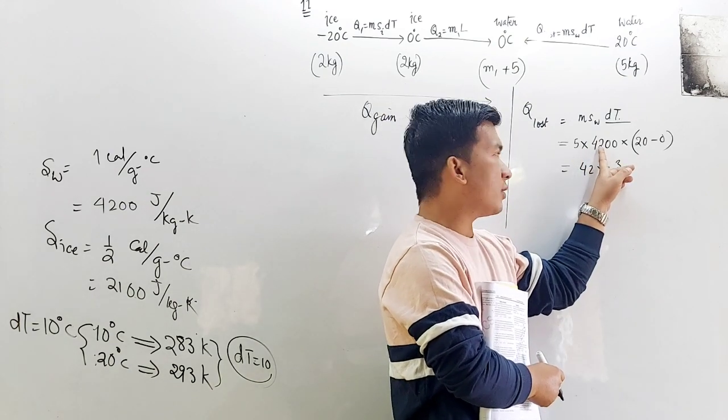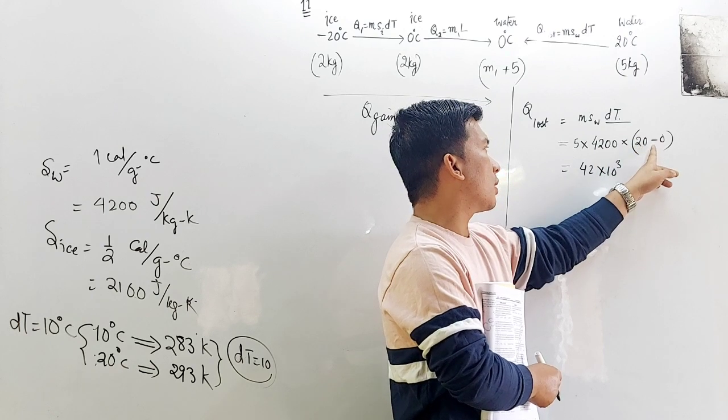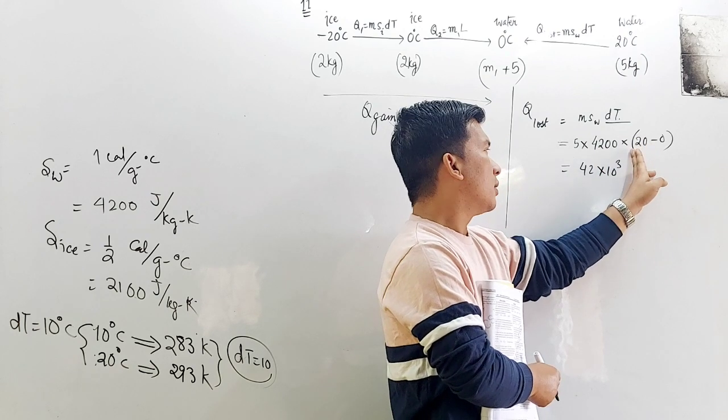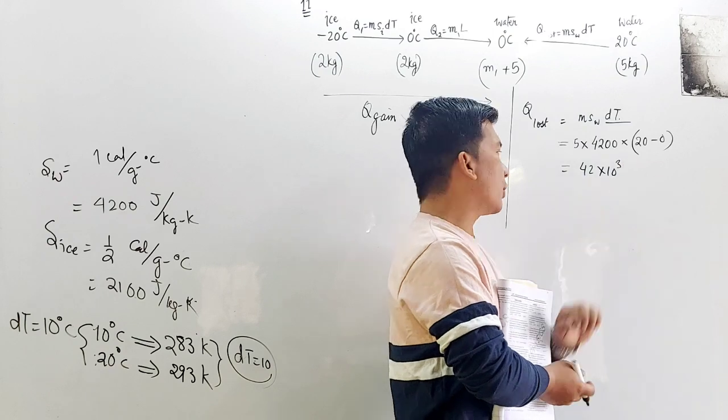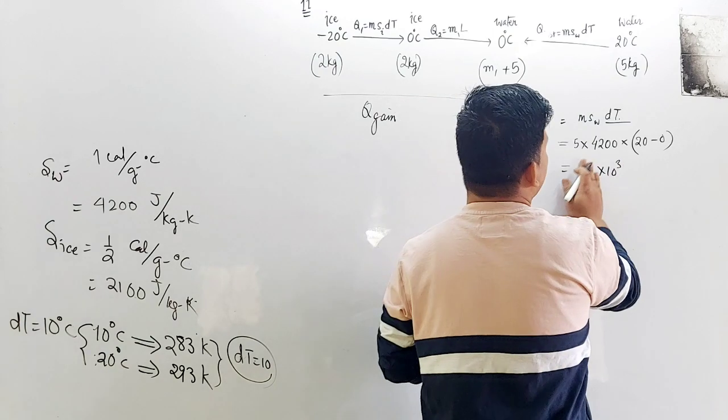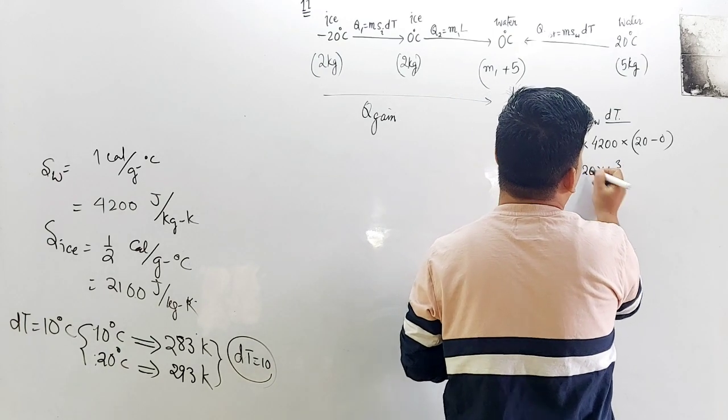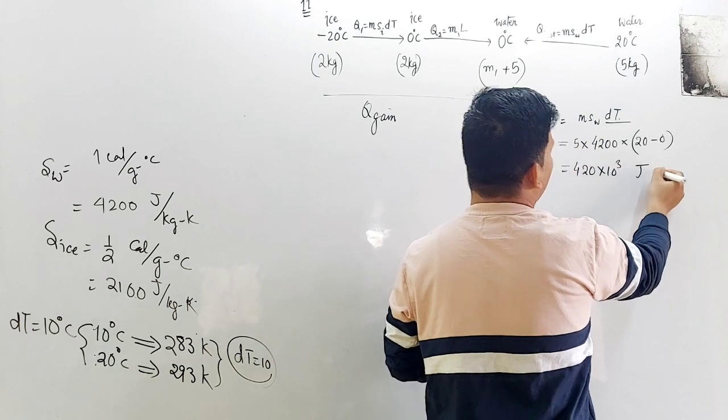That is 420 into 10 to the power 3. This will be in terms of joule. Do you understand?